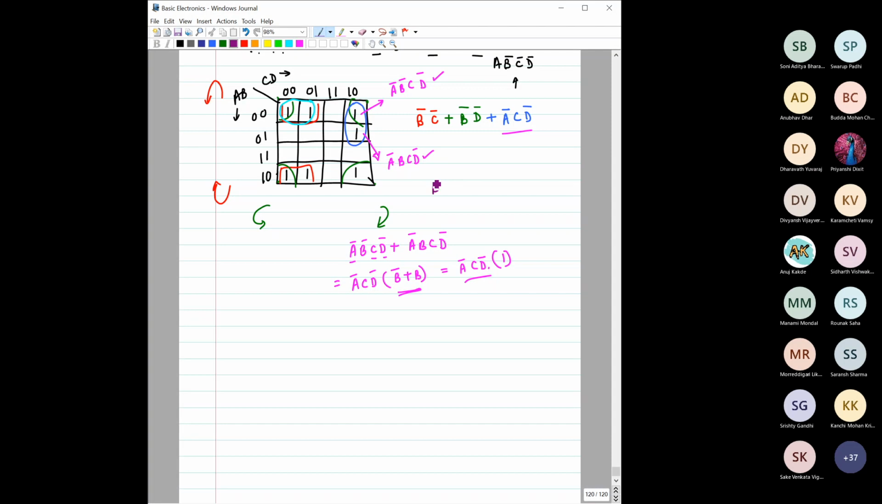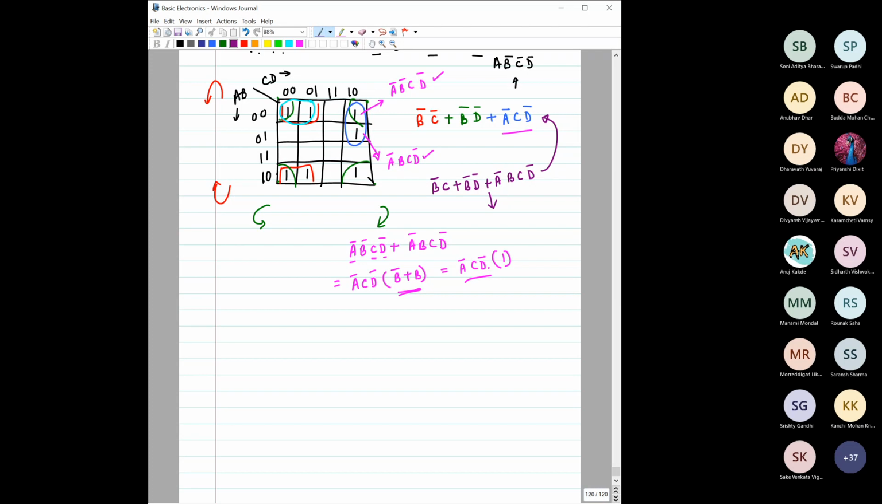You could have written B bar C plus B bar D bar. This is for these two groups, green and red. For this one, you could have not made this group, but instead written this thing. But this is not the minimized version, because if you use Boolean algebra further, you could have reduced it from here to here. So if you take a combination with this, it will get reduced to this one.